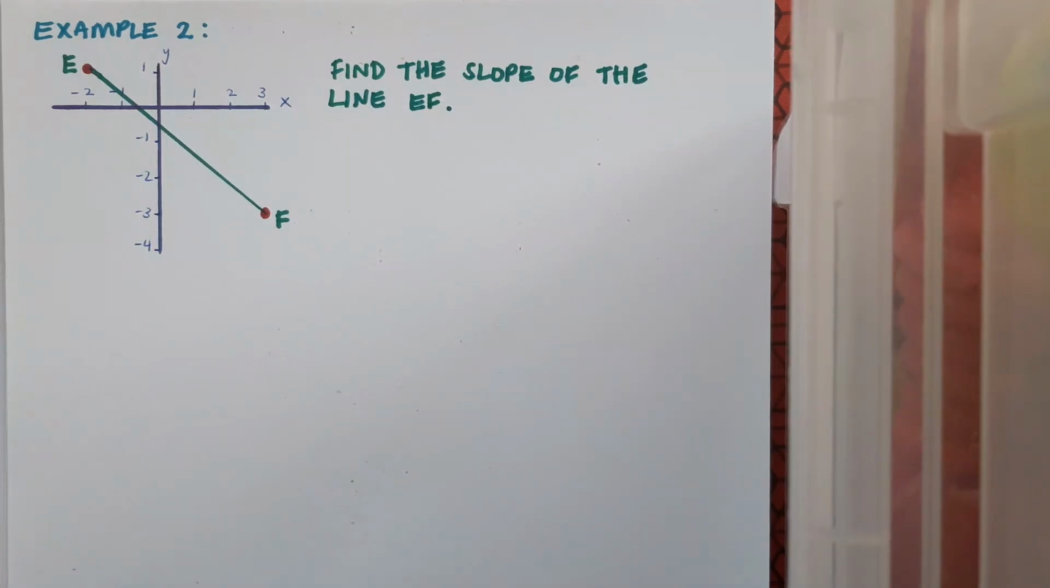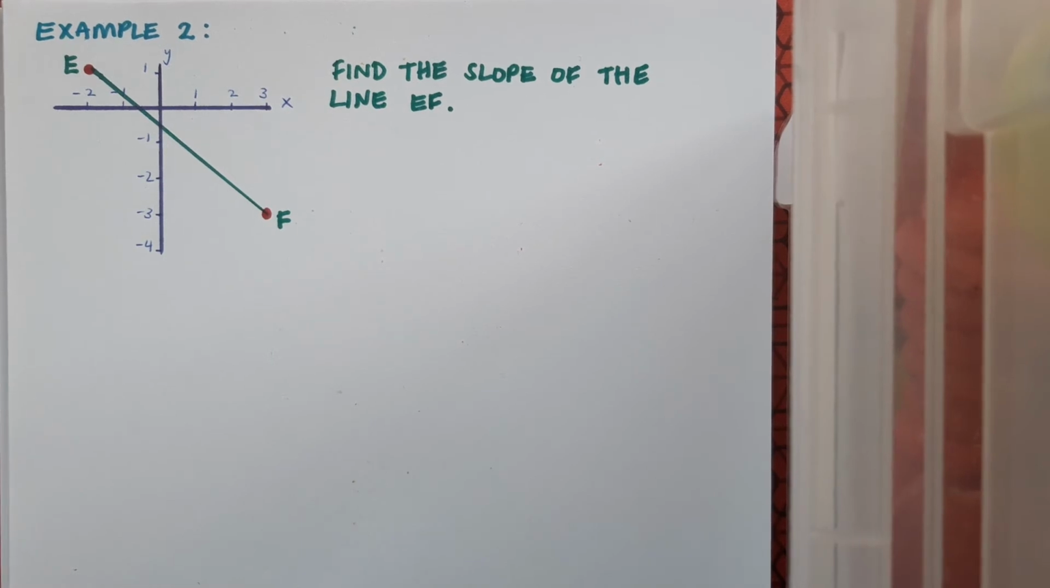So here's our second example. We've got our coordinate plane and we've got two points E and F marked in. We want to find the slope of the line that joins those. Notice that this time I don't have a grid, so that makes it much more difficult if I got an ocean to do rise over run. So I really want to use the formula this time.